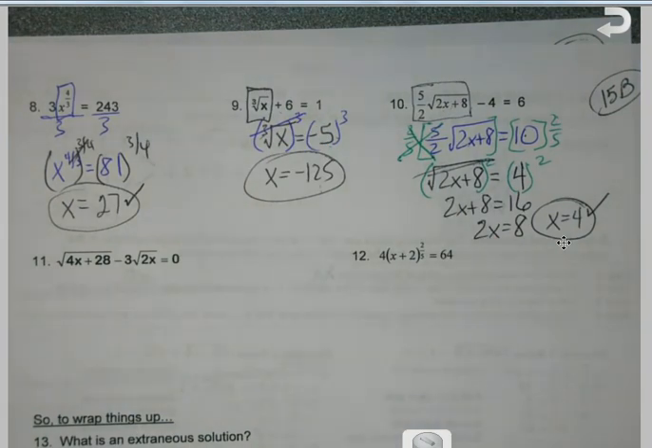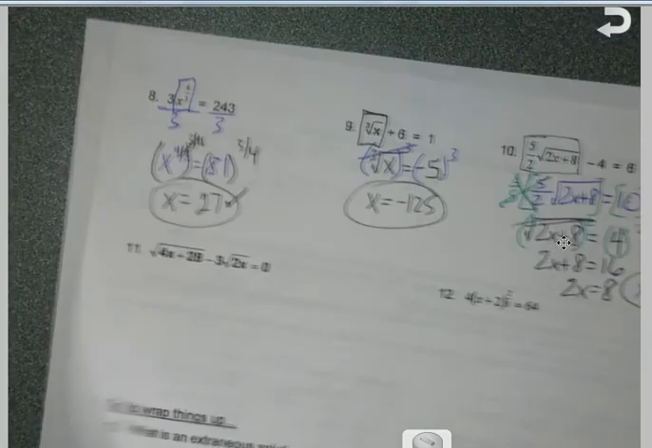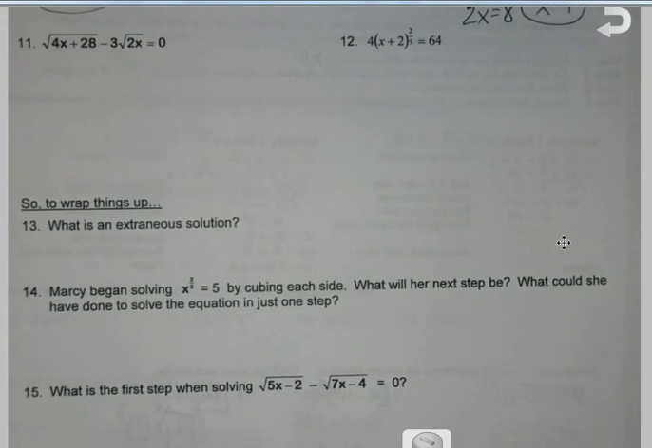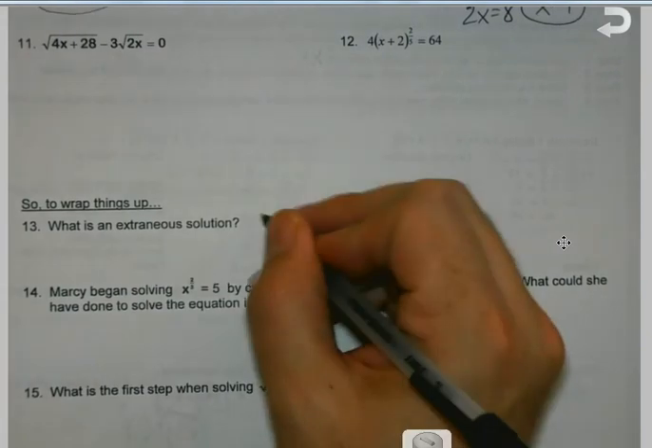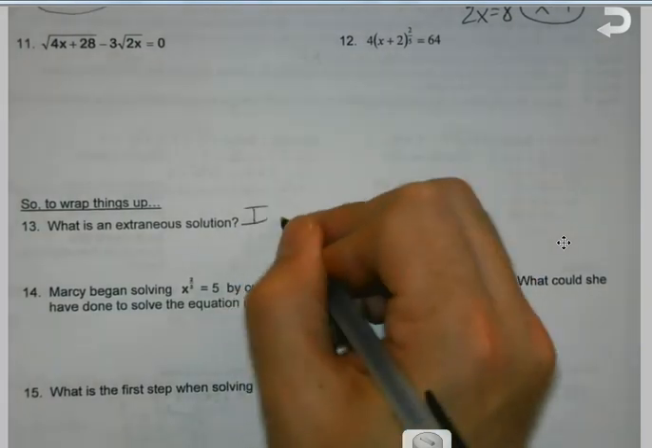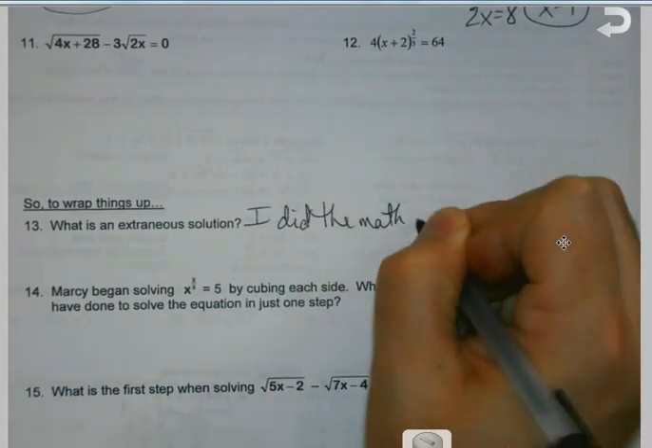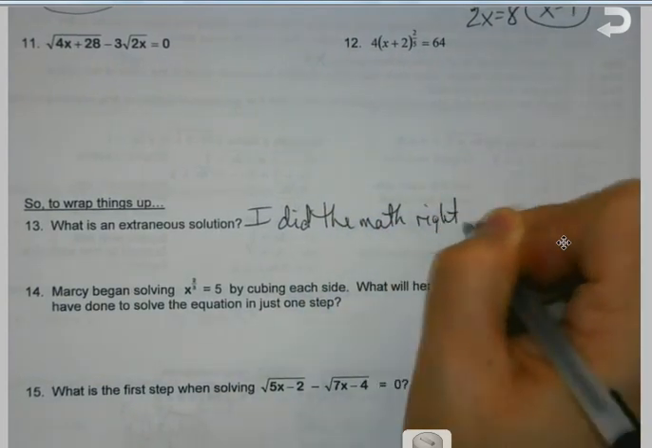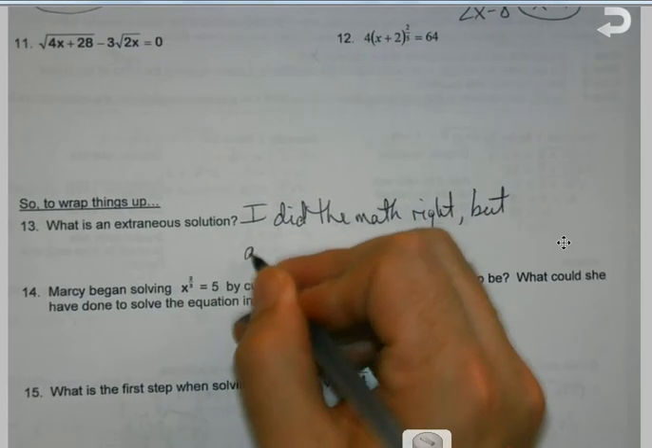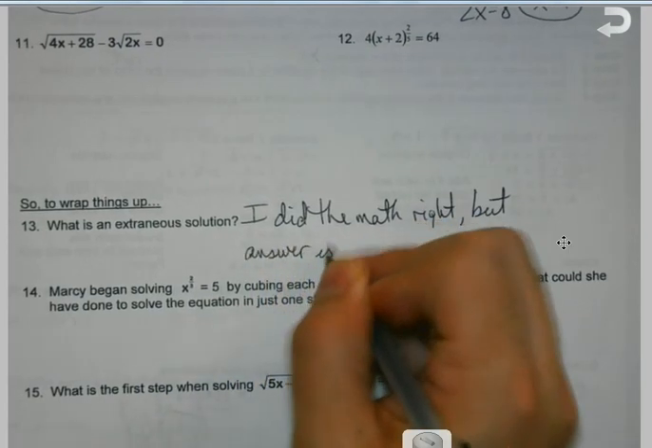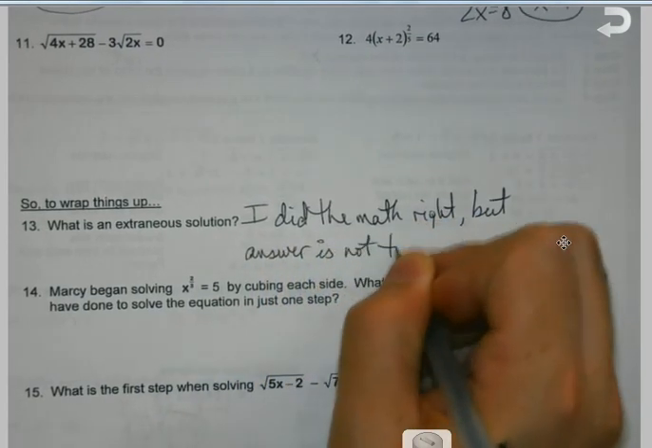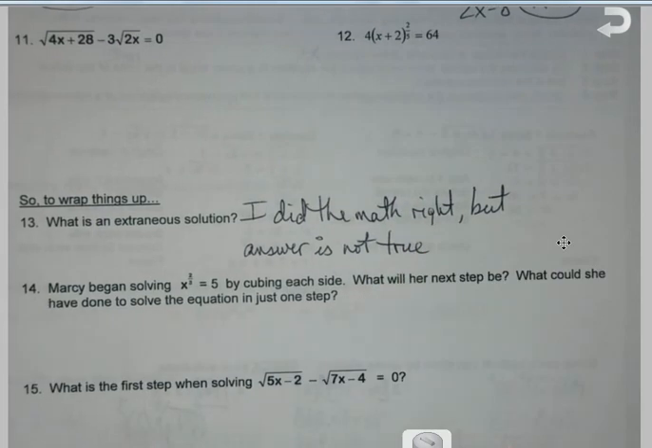Like we mentioned on the other side, number 6 would be an example of what's called an extraneous solution. That basically is, I did the math right, but the answer is not true. So it happens when you get no solution. It's kind of the same type of idea. You get an answer, but it's kind of a fake.